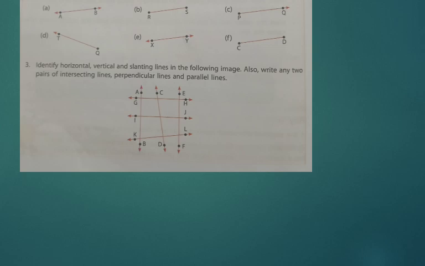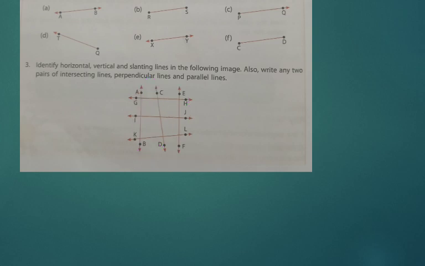Next, we will go for vertical line. So what are all the vertical lines here? AB and EF. So these two are vertical lines. What happened to CD? CD is slightly slanting. Therefore it is not a vertical line. So these two are the only vertical lines. Vertical lines are AB and EF, not CD. It is slightly slanting, right?